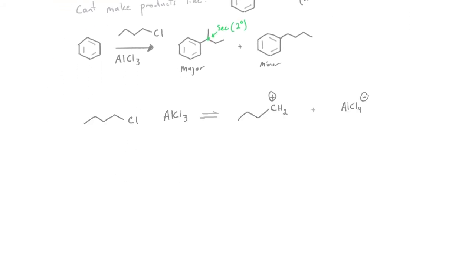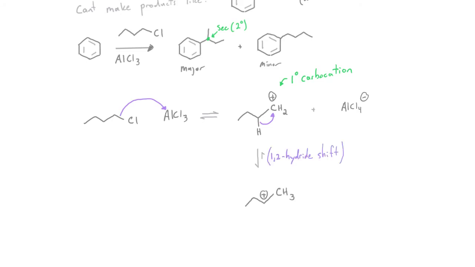First, our n-butyl chloride reacts with the Lewis acid aluminum trichloride to form the primary carbocation and aluminum tetrachloride. It's this primary carbocation that's the problem. We have a primary carbocation right next to a secondary carbon atom. The molecule can rearrange to a more stable secondary carbocation by a simple 1,2 hydride shift.